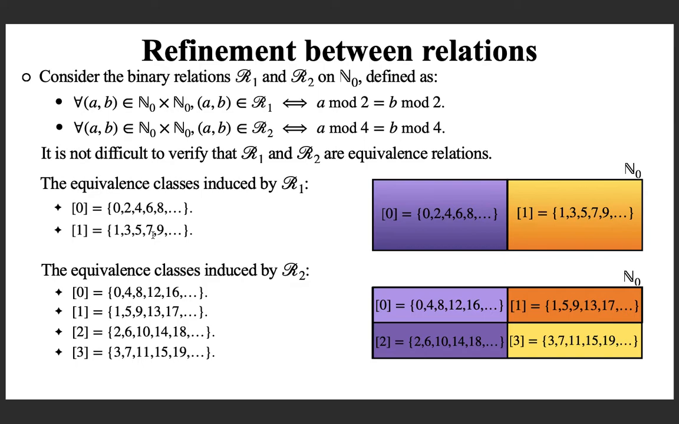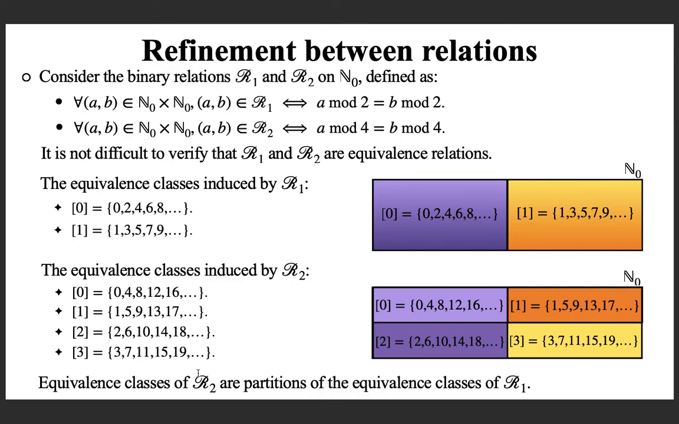But if R2 and R1 are equivalence relations, then when R2 refines R1, you have a nice property. The equivalence classes of R2 are partitions of the equivalence classes of R1. So here you can see that these equivalence classes are partitions of this equivalence class in R1. So this is subdivided into 2. Similarly, this is subdivided into two equivalence classes. And this is a very important property that we need to prove the Myhill-Nerode theorem.